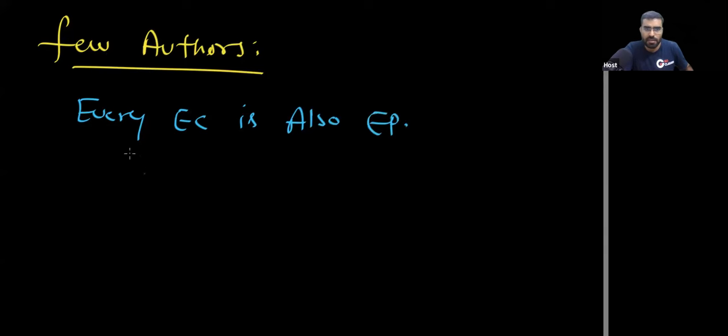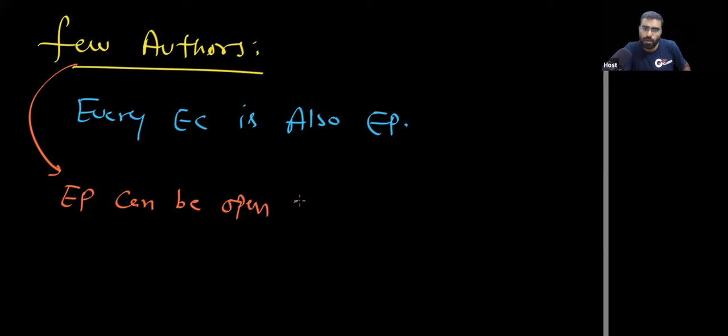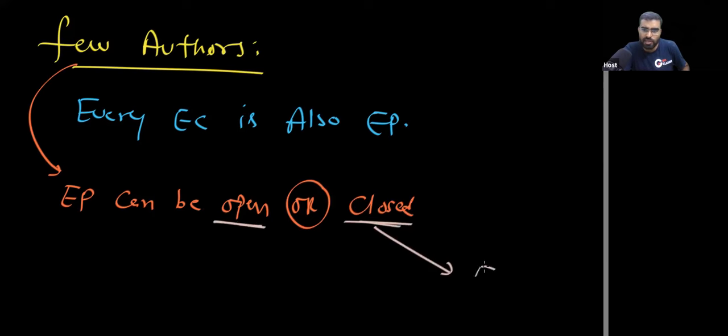See what I'm saying? There are a few authors who say that an Euler path can be open or closed. If it is open, that is fine. If it is closed, it will become an Euler circuit. Agree with me? Yes or no?